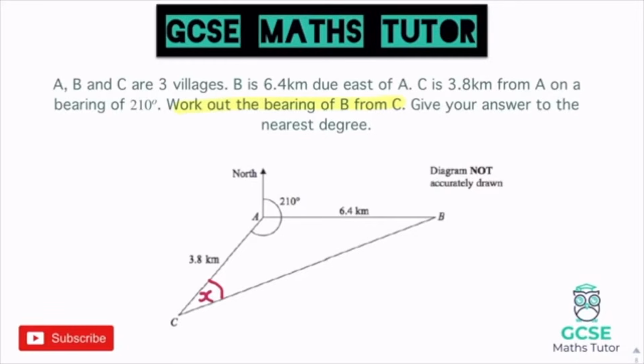So obviously it said it's due east, so we knew this was 90, and we'd already done 210 take away the 90 to get that little angle inside the triangle, which was 120 degrees. And there we are, so we already know that was 120. We then used the cosine rule to get this one here.